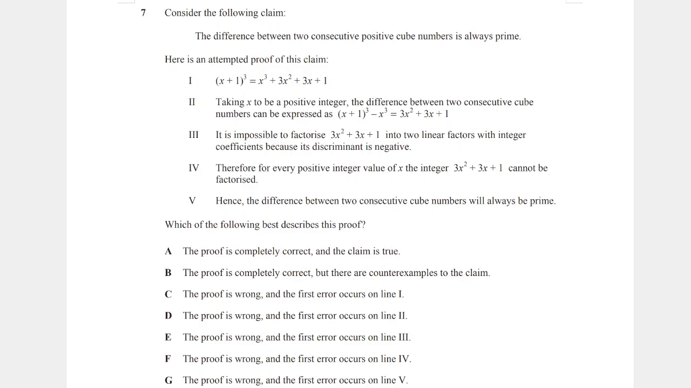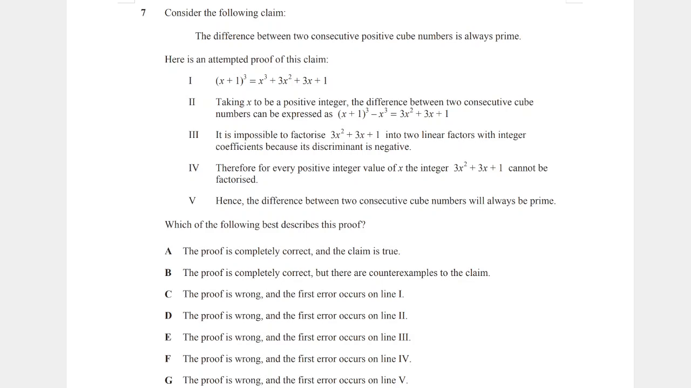It is impossible to factorize this into two linear factors with integer coefficients because the discriminant is negative. I think that's also sensible because the discriminant is negative, so you have two complex solutions, so of course you can't factorize it into real linear factors, I suppose. So line 3 also looks okay.